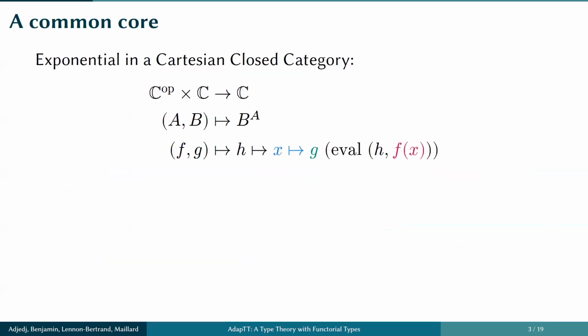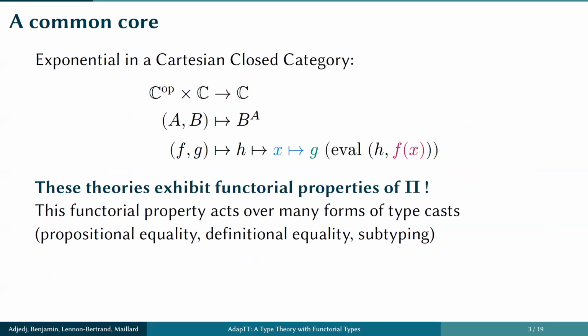Even if we look at simpler examples, like the exponential in a Cartesian closed category, it is in one way a bifunctor, and we kind of see the same thing in practice: a cast that is contravariant, and then a covariant cast over the application. What this tells me is that all these theories exhibit some sort of functorial properties, in particular for pi types. And again, this functorial property appears in many forms depending on the theory. It can be in definitional equality, in subtyping, in observational equality.